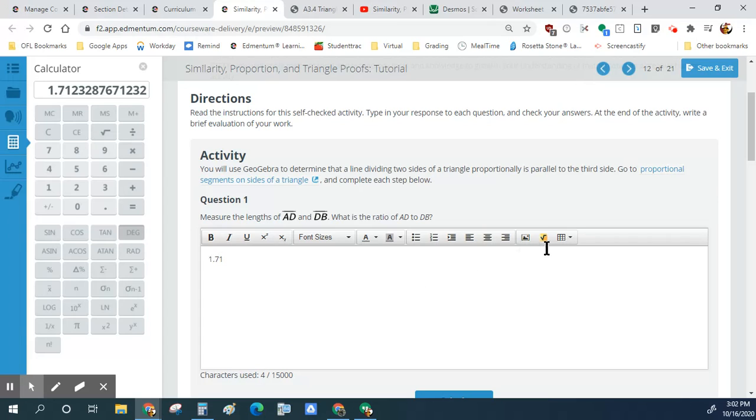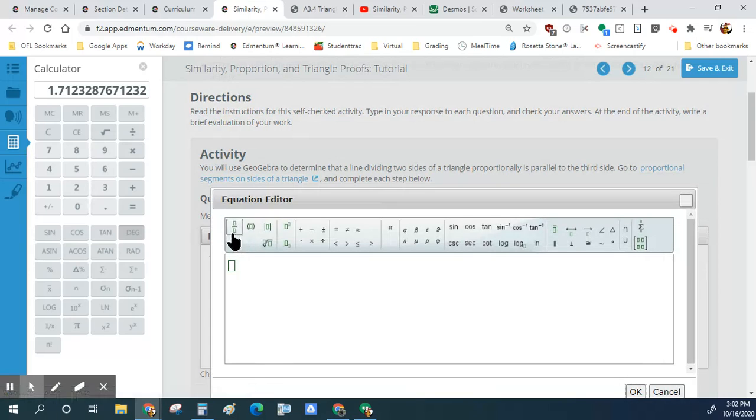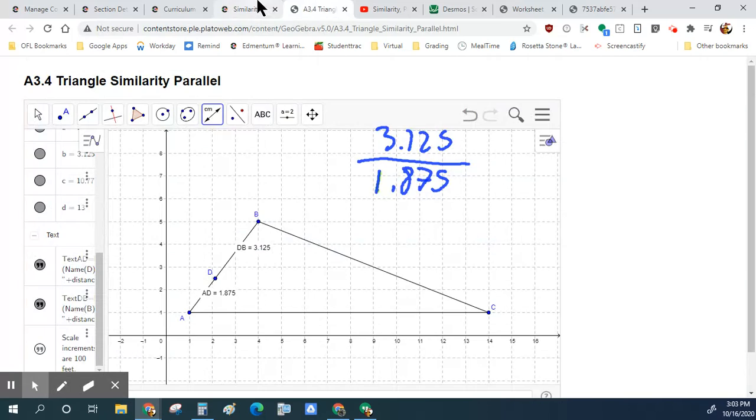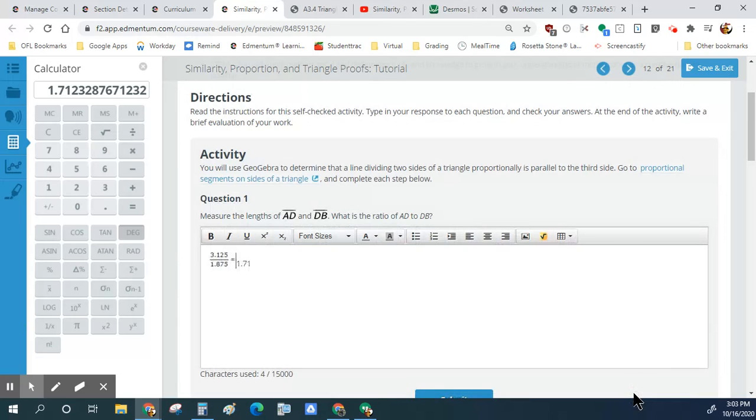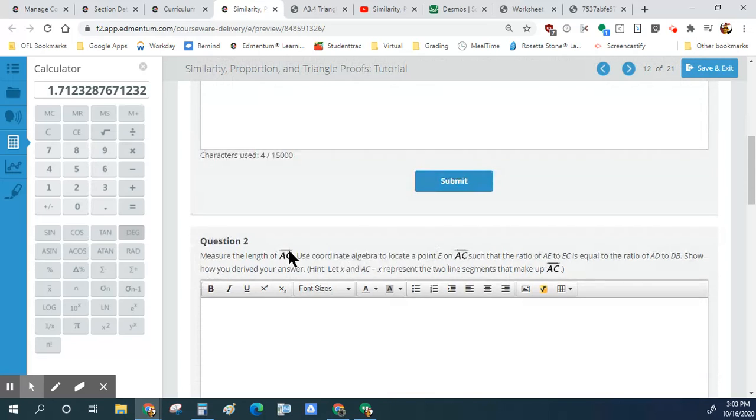So in here, make sure you use your equation editor. It's a fraction, 3.125 over, was it 1 point? Yeah, 1.875. We're going to say that equals that. So right there, we get that solved.